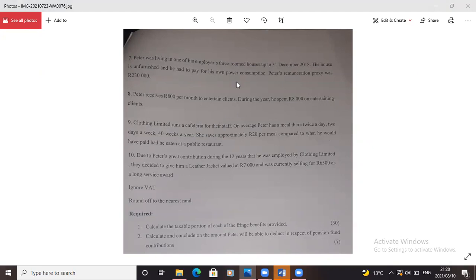Okay, guys, sing number 7. That's a residential accommodation. Peter was living in one of his employer's 3-roomed houses up to 31 December 2018. The house is unfurnished and he had to pay for his own power consumption. Peter's remuneration proxy was 230,000.